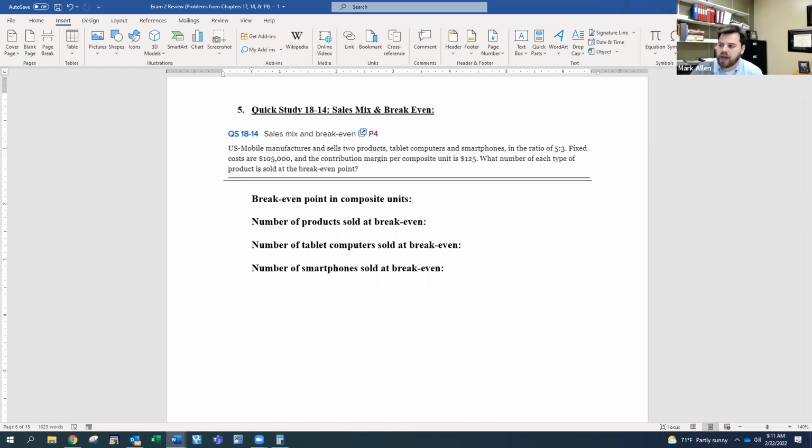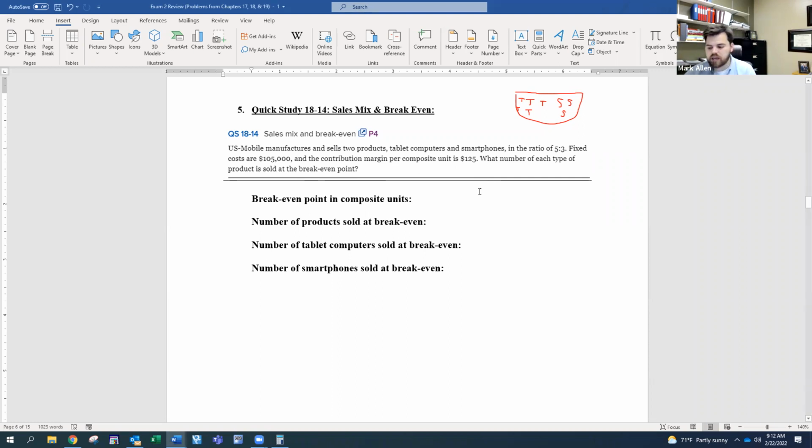So in other words, in each basket of goods that we sell 8 products, and those 8 products, in this case, we have what was first, tablet computers. So we have 5 tablets. So we've got 1, 2, 3, 4, 5 tablets, and we've got 3 smartphones. So in each basket of goods that we sell, this is what we're selling: 5 tablets, 3 smartphones. Now, fixed costs are 105,000, and the contribution margin per composite unit is 125. What number of each type of product will be sold at break-even point?